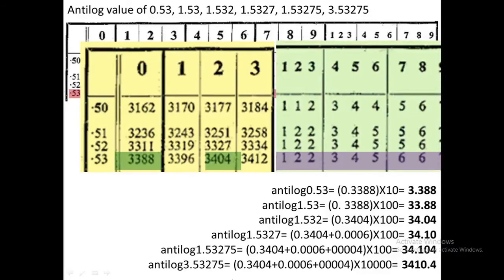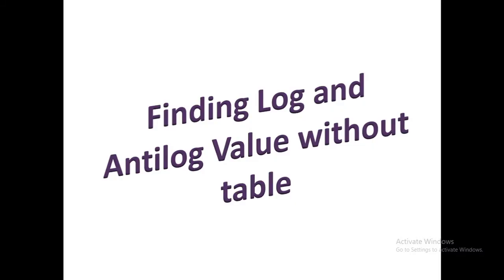Similarly, if it is mentioned 3, the value will remain the same, 34104. If it is 1, we have to put the decimal after 2 digits. If it is 3, we have to put the decimal after 4 digits. This is the case where we are using the log and antilog tables.